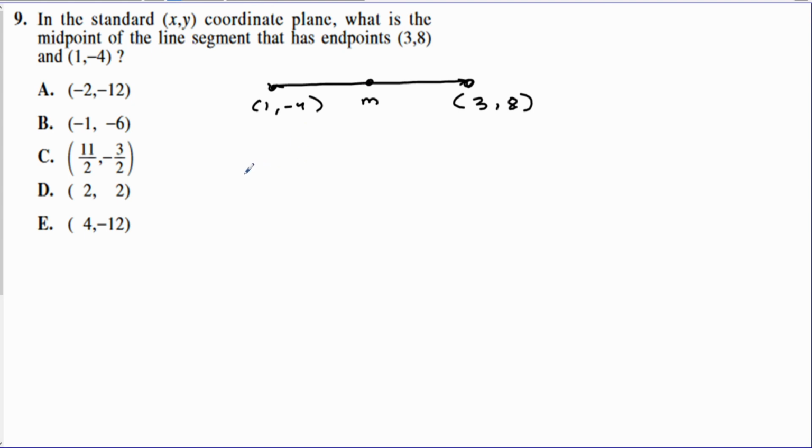If you use the formula, there's a formula that says if you add together the x coordinates, which I'm writing with the little subscripts x1 and x2, and you divide by 2, that's going to be the x value of the midpoint.